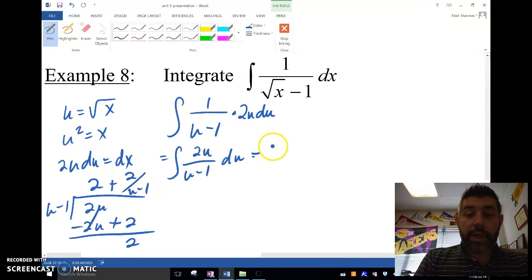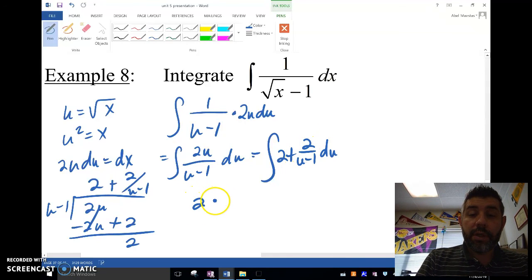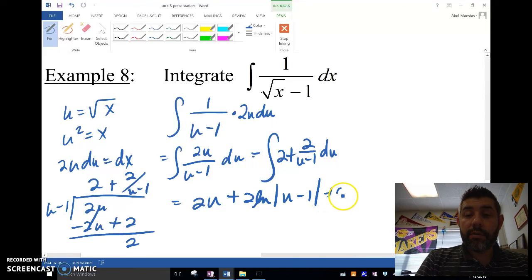All right, so we're going to have the integral of 2 plus 2 over u minus 1 du. And notice here, this is pretty easy. That's just going to be 2 ln. So we're going to have 2u plus 2 ln of absolute value of u minus 1 plus c.